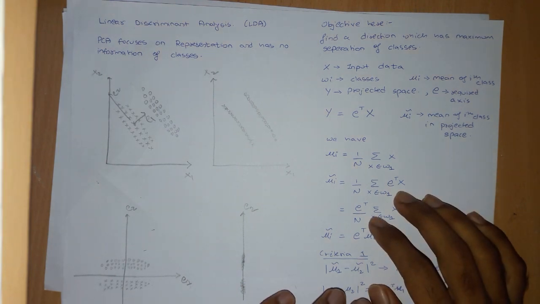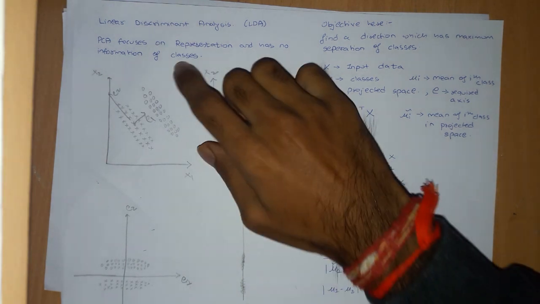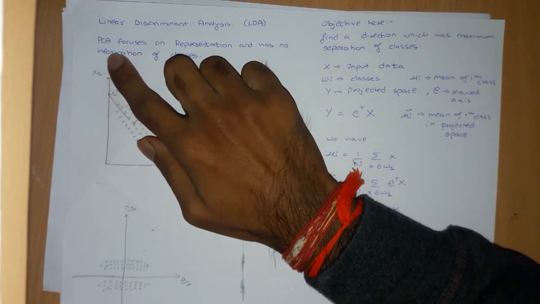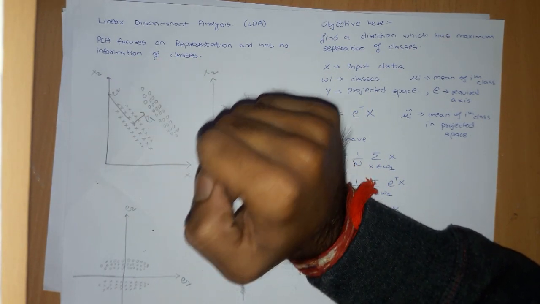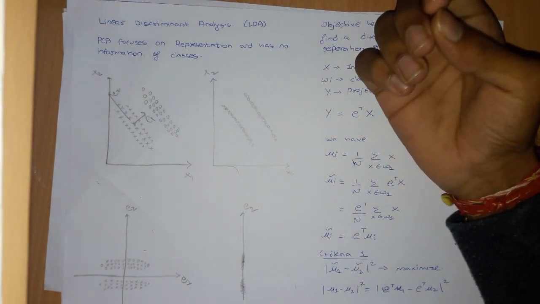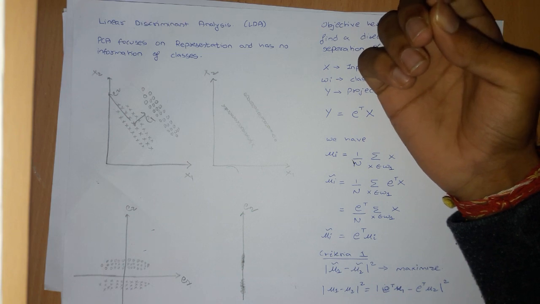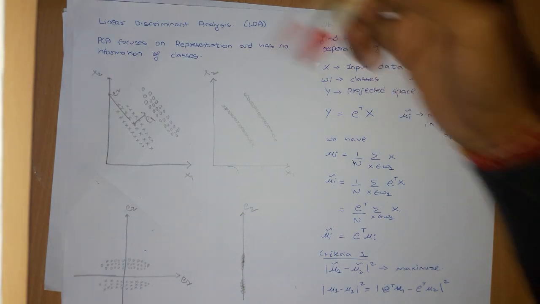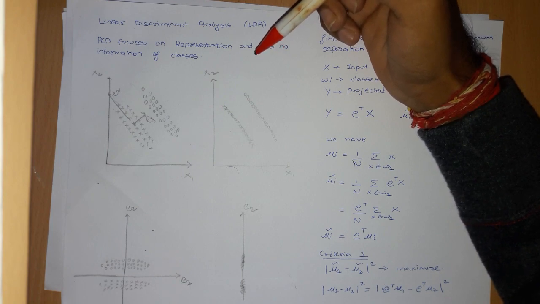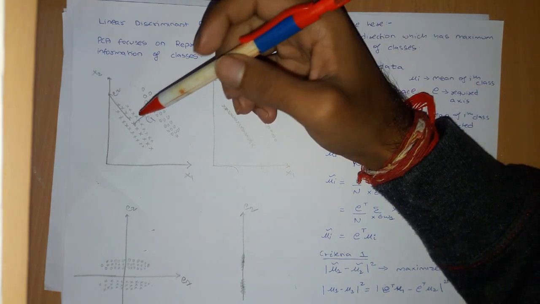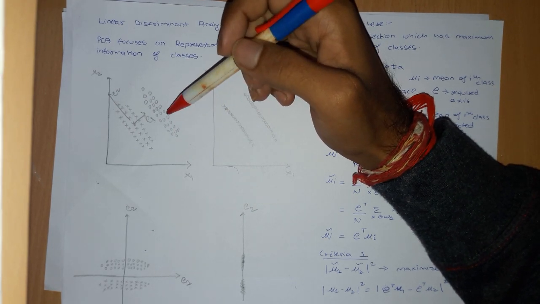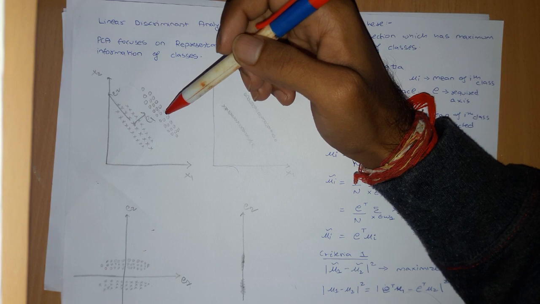Hello guys, in this video we are going to talk about linear discriminant analysis. In the previous video we saw PCA, that is principal component analysis, and we saw how we can compress data using PCA. Now from a pattern recognition point of view, just compressing data is not enough. You have classes, so you need something that can separate the classes as well.